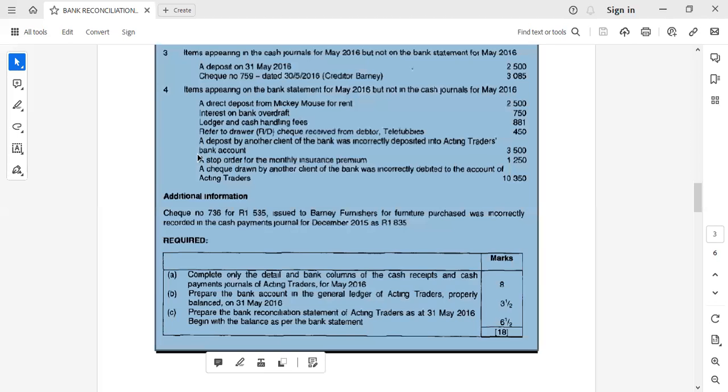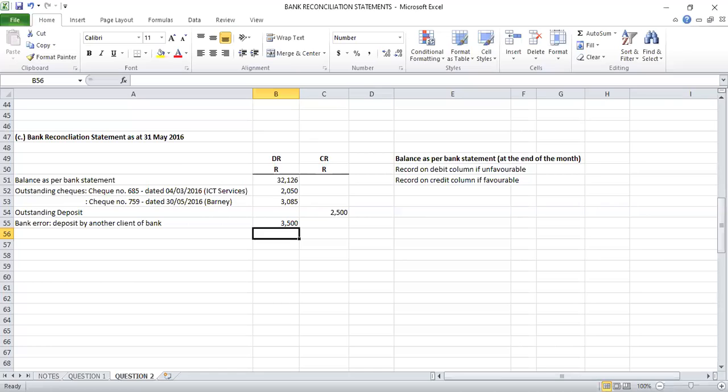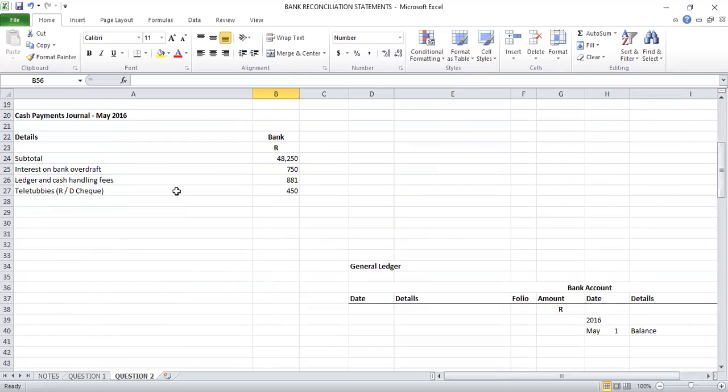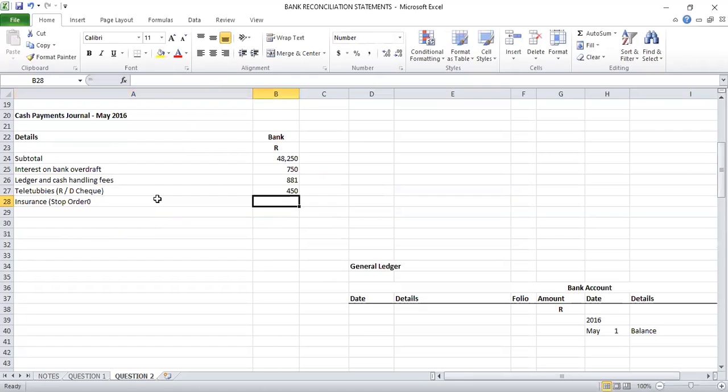Then a stop order for monthly insurance premium of 1,250. This is a payment. A stop order means it was paid directly by our bank. So it goes to the cash payments. Insurance, stop order, 1,250.